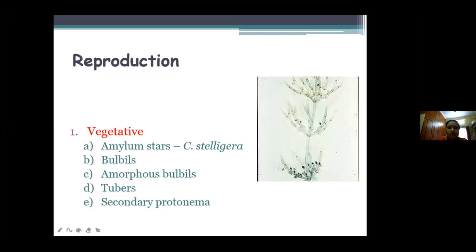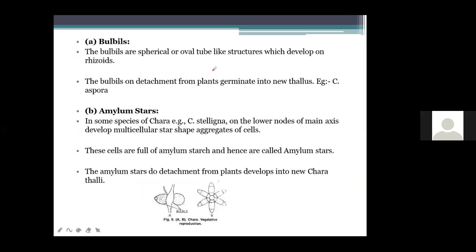See here, first one, bulbils. Here they are produced at the nodes. This is a spherical, oval, tube-like structure, where the nodes of the rhizoidal or basal cell node are there. In that part the rhizoids develop. These bulbils detach from the plants and germinate into new Chara thallus.